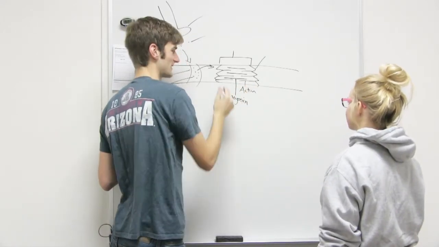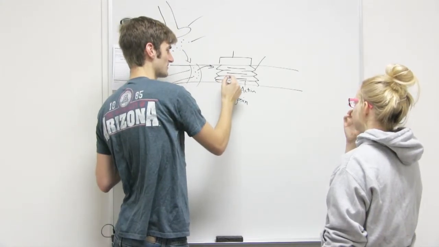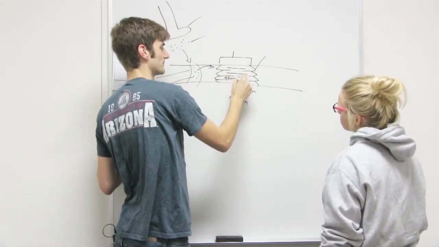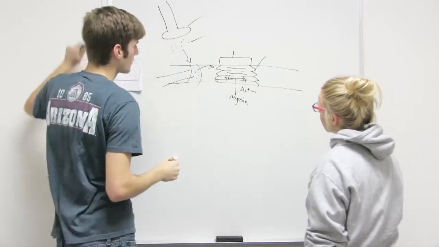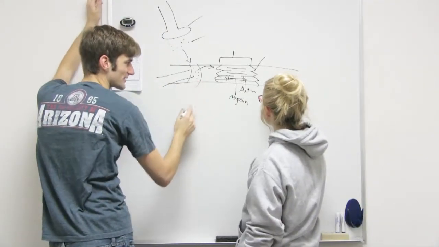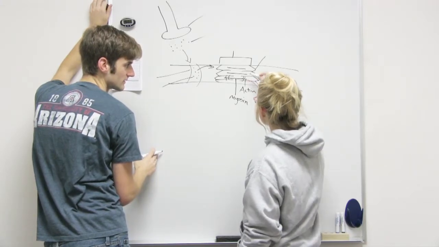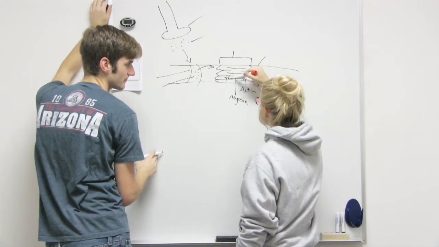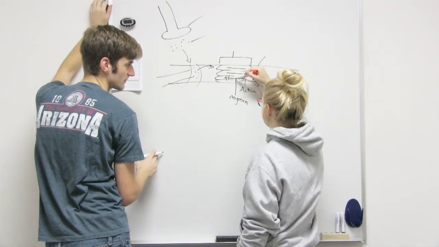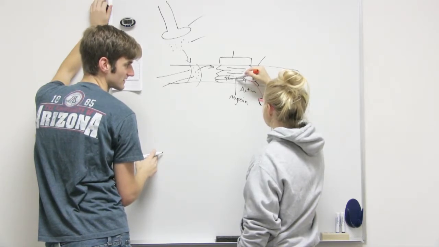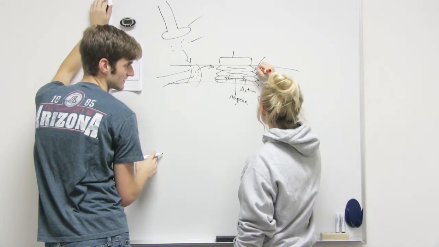This myosin grabs onto the actin and pulls with the myosin heads. What allows that myosin to grab onto the actin? Okay, wait. This is the myosin. This is actin. This is myosin. Yes. And these are actin.